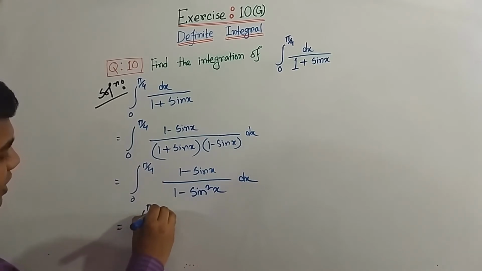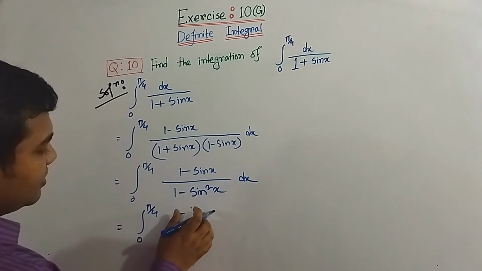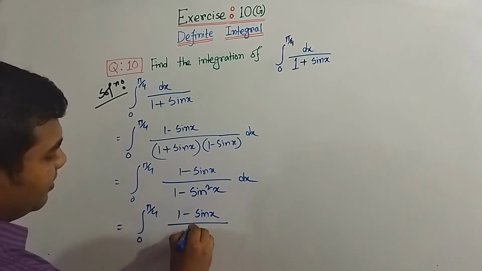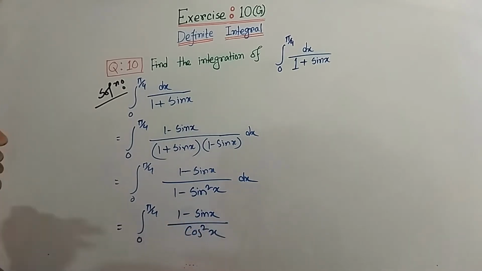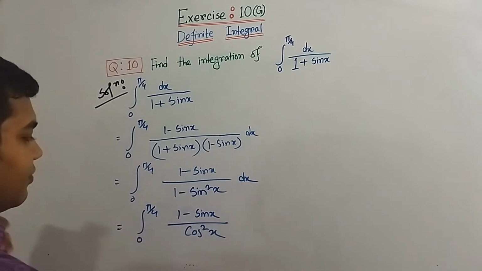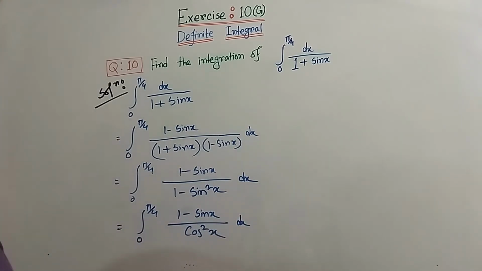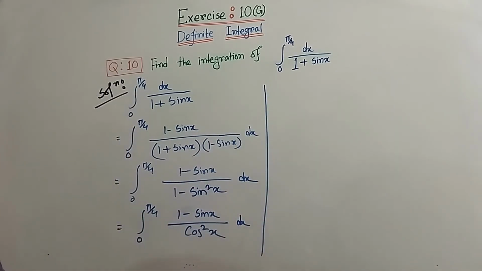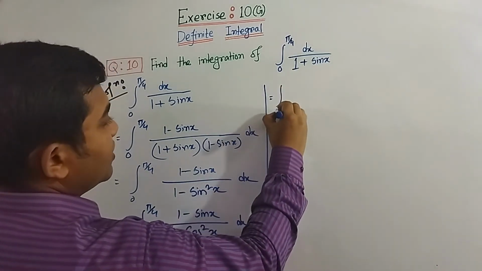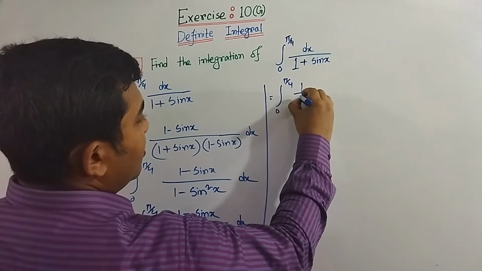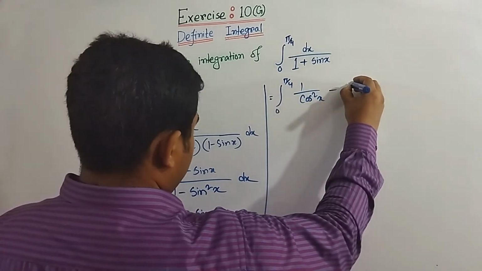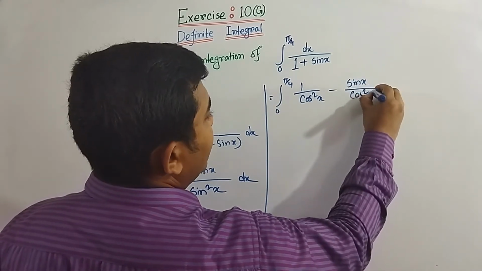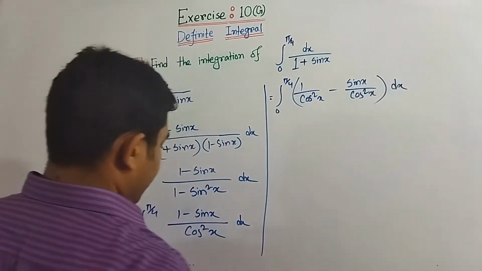So you all know that 1 minus sin x divided by cos square x. My dear students, 1 minus sin square x is cos square x, you know it very clearly, because sin square x plus cos square x equals 1. From that we can write it as cos square x. Now in which way can we divide it? So from 0 to pi by 4, 1 by cos square x minus sin x by cos square x into dx.